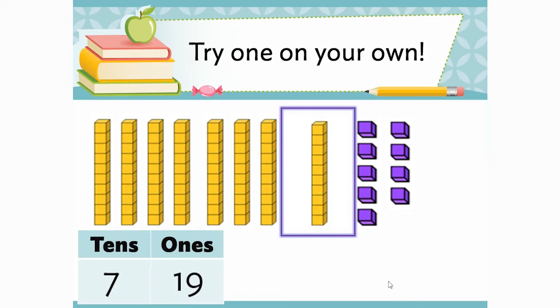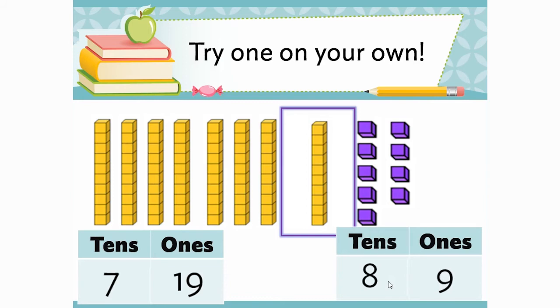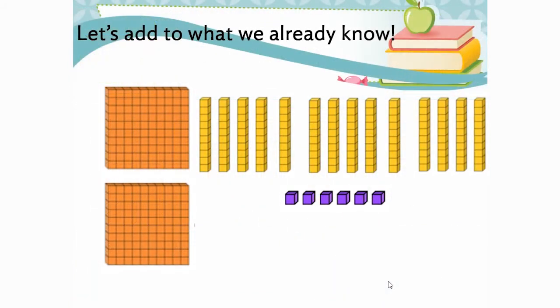Now, what do you see? I see that we now have 8 groups of 10 and 9 ones. So I could read this number as 7 tens and 19 ones, or 8 tens and 9 ones. Both of them are the same, it's just different ways to represent the same number. Excellent, mathematicians. You guys are doing such a great job.